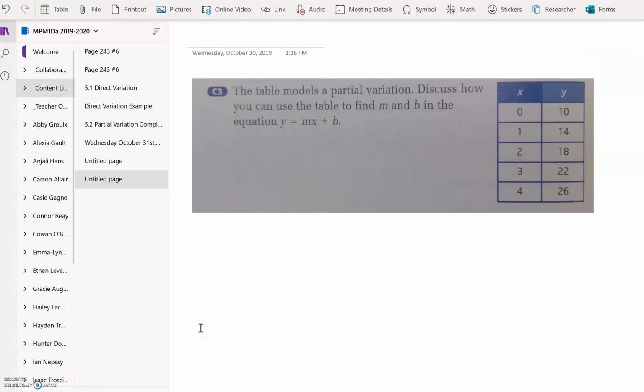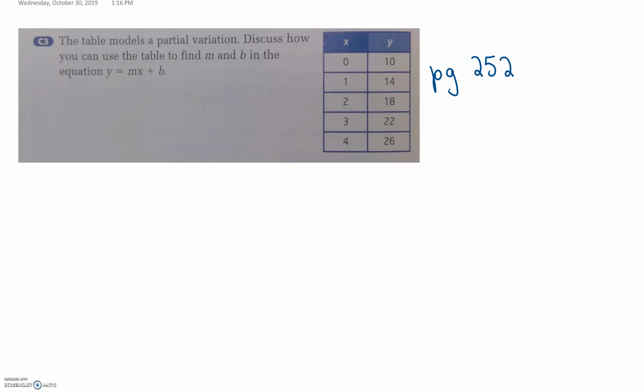So for a question like this, this is question C3 on page 252. I'm just going to put the page here. It's asking you to discuss how you can use the table to find the m and the b in the equation y equals mx plus b.